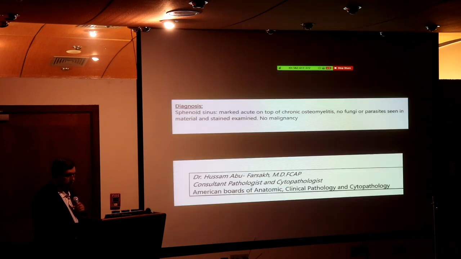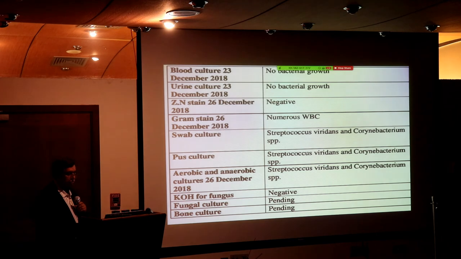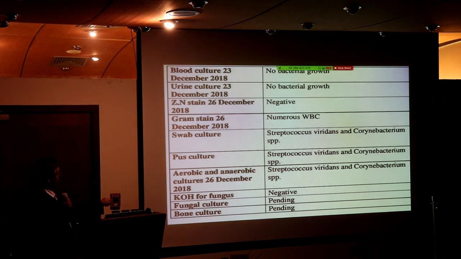So this is the result. It's acute on top of chronic osteomyelitis. And these are the cultures that followed. Blood culture, urine culture, Ziehl-Neelsen, Gram stains, swab culture: Streptococcus viridans. And here the same thing.